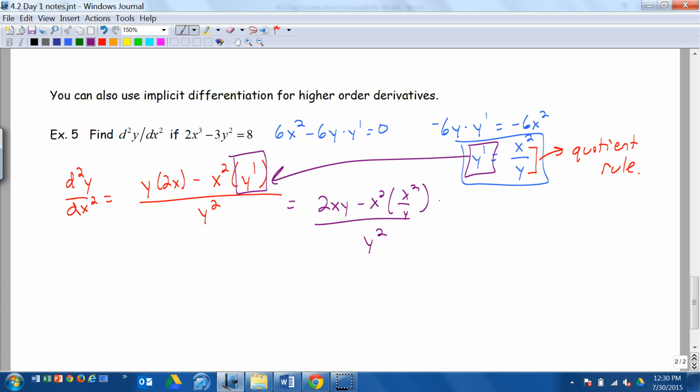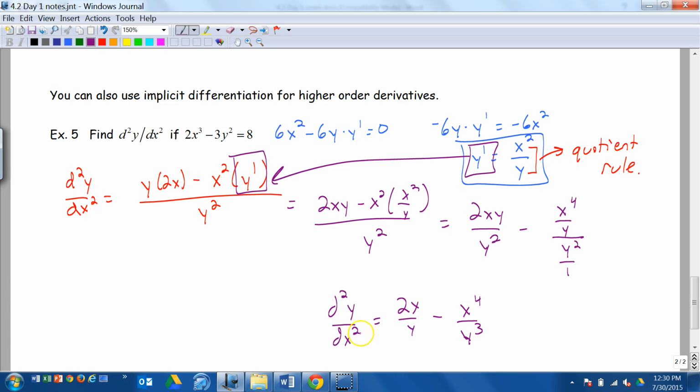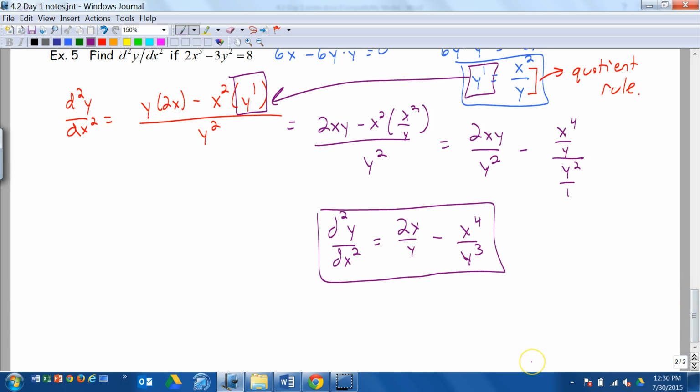And then to clean it up, I'm going to separate these pieces real fast into two fractions. So you get 2xy over y squared, minus x to the fourth over y squared. And so our final answer is, these y's cancel, you get 2x over y minus x to the fourth over y cubed. And that is equal to the second derivative. Alright, good job. That is how you do implicit differentiation.